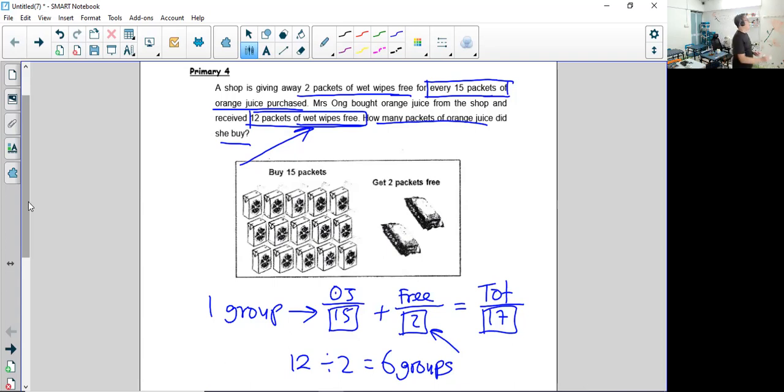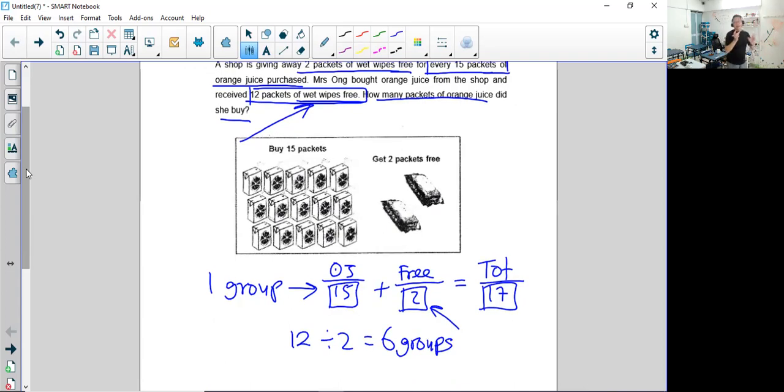So how many packets of orange juice did she purchase? Then you go back to one group again and look for the same kind. Look for what the question is asking you, which is how many packets of orange juice, right? So in one group, there are 15 packets of orange juice. So you have 6 groups, so 6 times 15 packets each. And there will be 90, right? 90 packets of orange juice. So she must have bought 90 packets of orange juice.